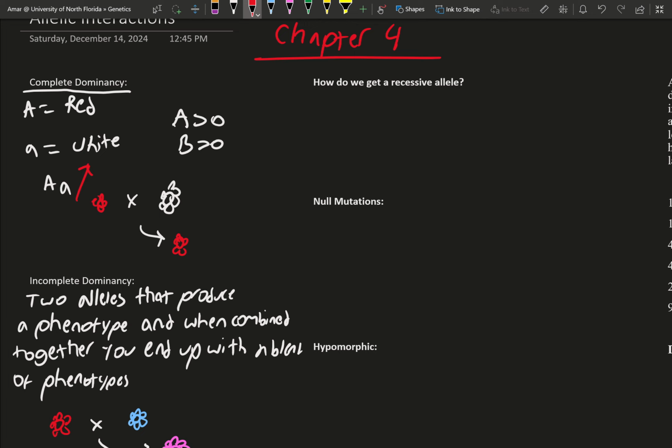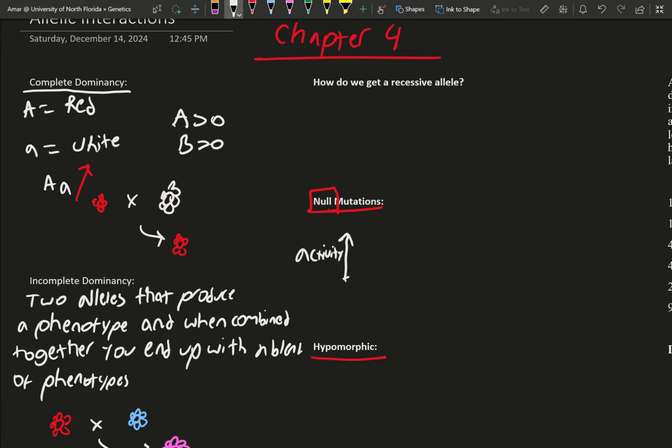So the reason why you have a lot of complete dominancy situations is because the recessive allele typically has a null mutation or a hypomorphic mutation. What these terms mean is that null means 0. Let's say we had an enzymatic graph of whatever gene we're studying. On the y-axis we have activity, and on the bottom we have our mutation, so the null.